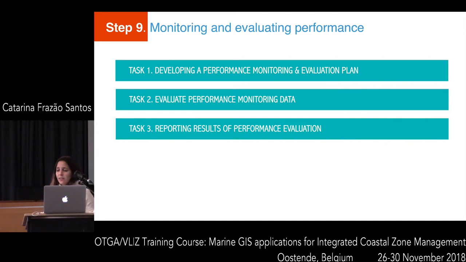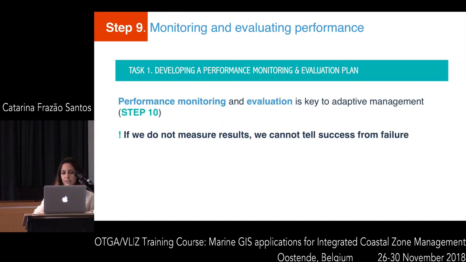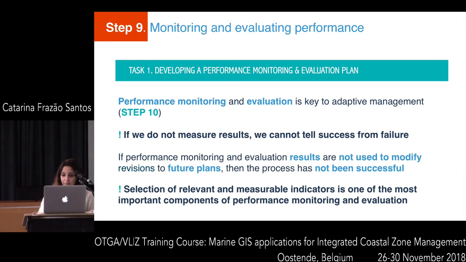And so there are three main tasks in monitoring and evaluating performance of a plan. Developing a performance monitoring and evaluation plan, evaluating performance using monitoring data, and reporting results. The first task is key to adaptive management, which will be in the next step. If we don't measure results, how can we tell if we are going in the right direction or if we are failing? We have to measure results. And the measurements that we make need to be used to modify revisions in future plans, because if we don't do that, we are not being successful.